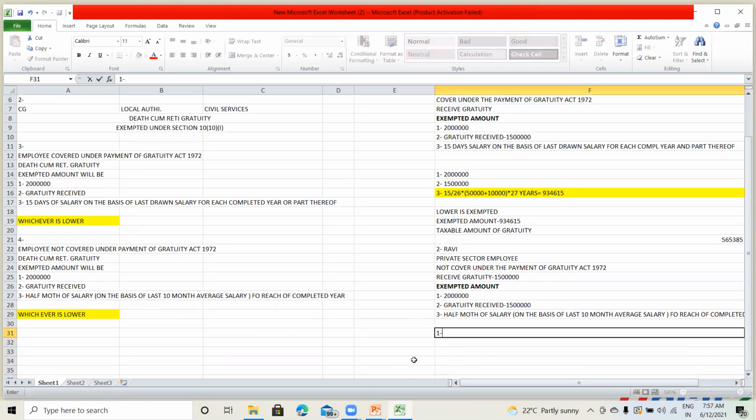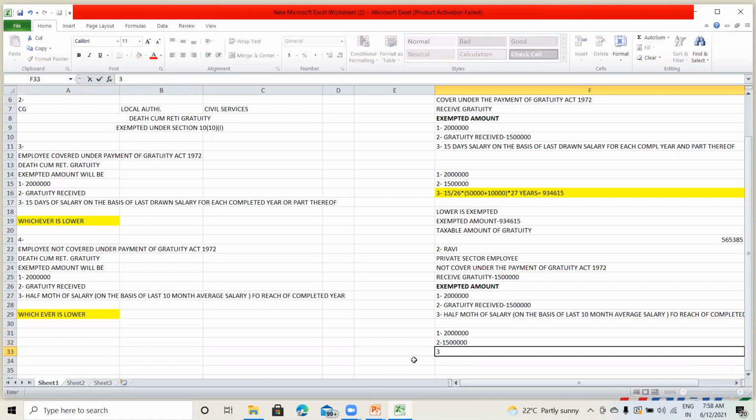So in this question, the limit is 20 lakh and the gratuity received is 15 lakh. Number third is half month salary, that is 1 by 2 into half month salary. Salary is 15,000 plus the amount of DA.